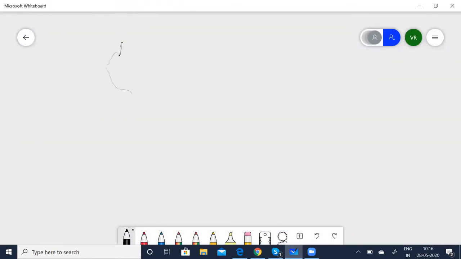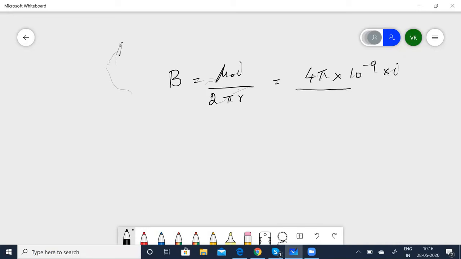So you know that B is equal to mu 0 I by 2 pi r. Now you know the value for mu 0 by 2 pi, mu 0 is 4 pi into 10 to the power of minus 7. We don't know I, divided by 2 pi into r, which is given as 1.6 in millimeters, so we need to convert it. So 1.6 into 10 to the power of minus 3. That is a diameter, so divided by 2.